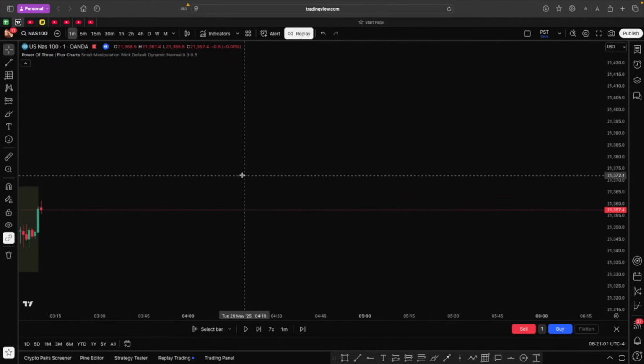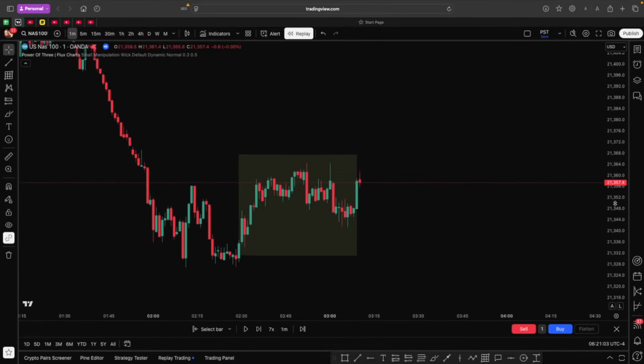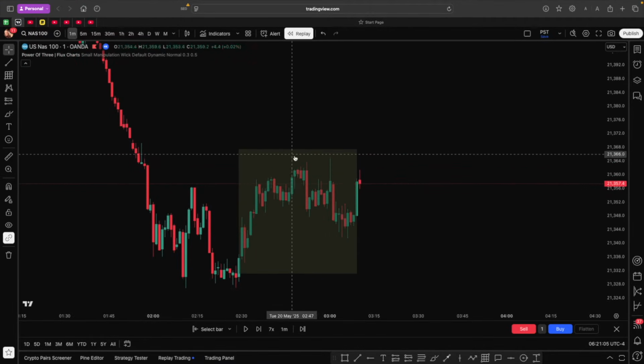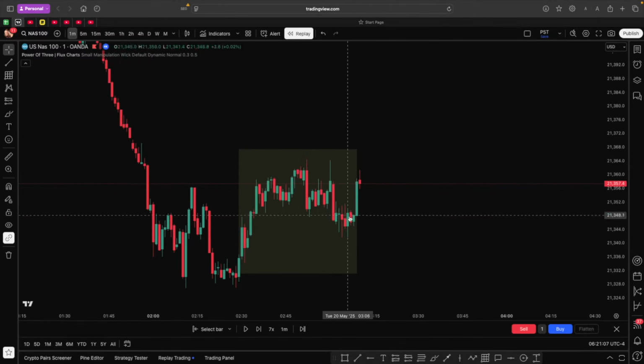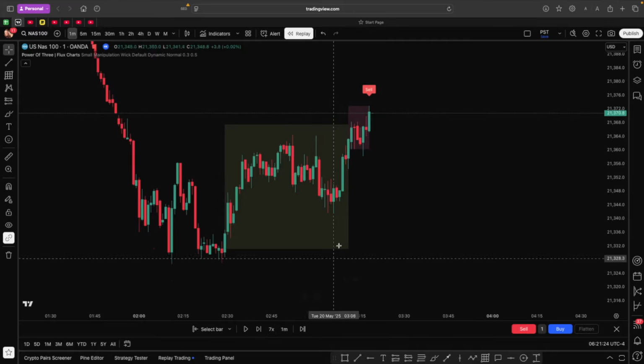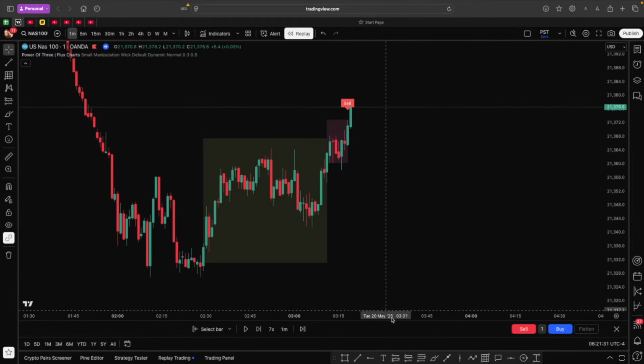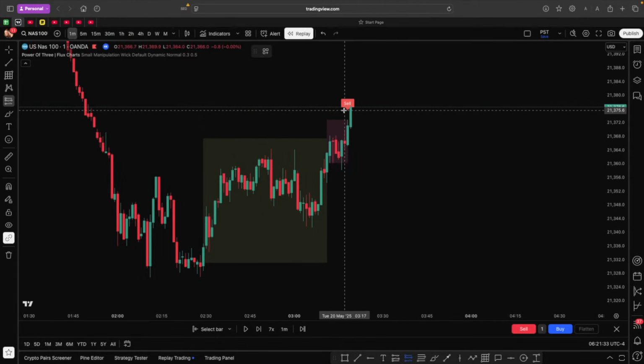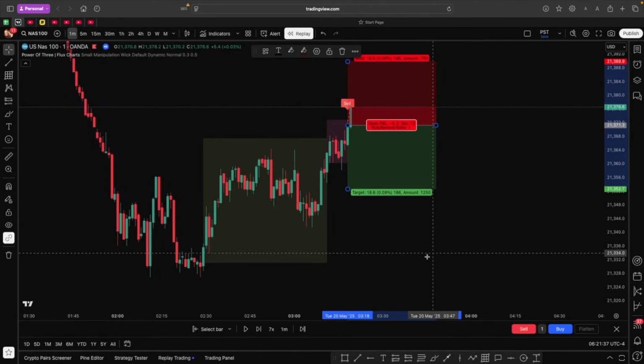So what we wait for, you can see this little box is that accumulation phase. So now we are waiting for price to break out either on the upside or the downside, and then we are going to enter our trade. So let's see what happens. And we are going to wait for a signal. So as you can see, we're busy with our manipulation. And then where the signal is given, you are going to place your trade right over there.